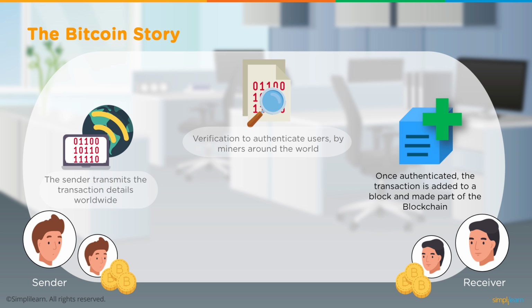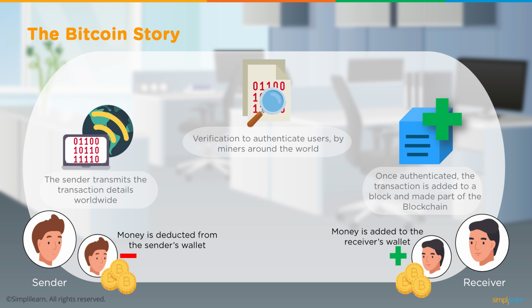Once the miner has authenticated the transaction and verified all the parameters, the transaction is added to a block, and then that block is made part of the main blockchain. Once the block is added to the blockchain, the transactions associated with the block get executed. Money is deducted from the sender's wallet and added to the receiver's wallet.